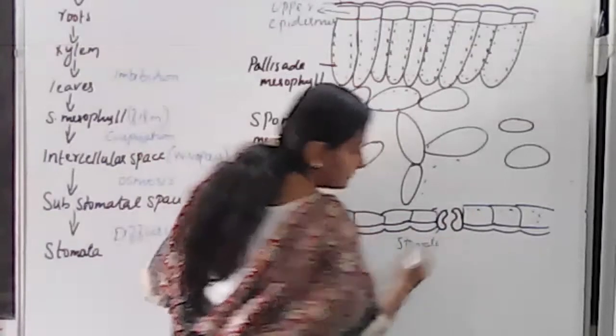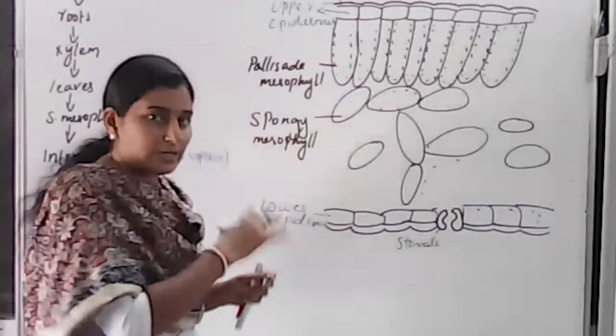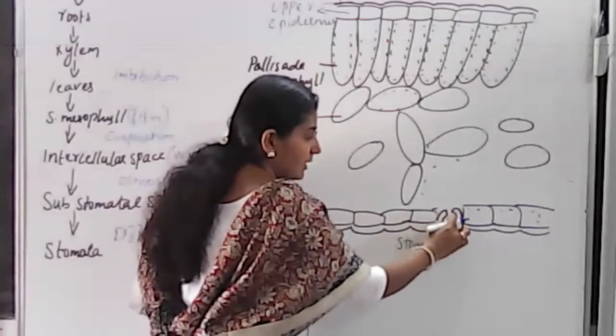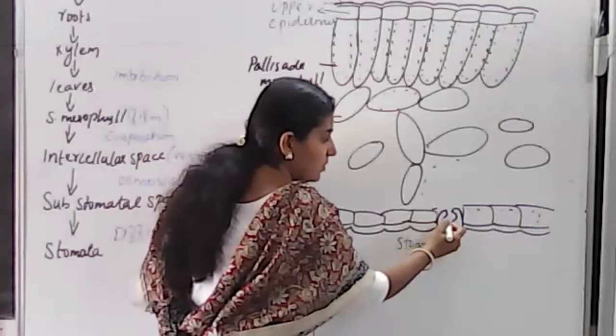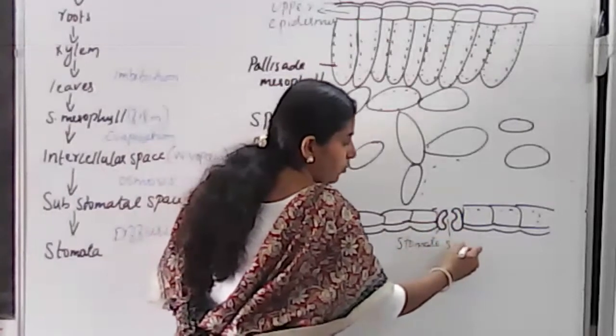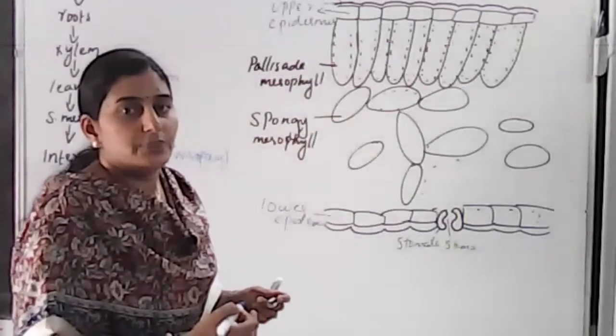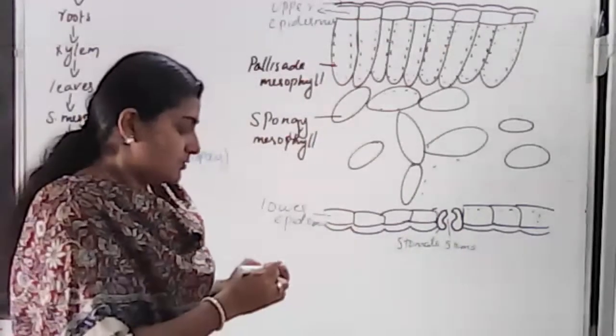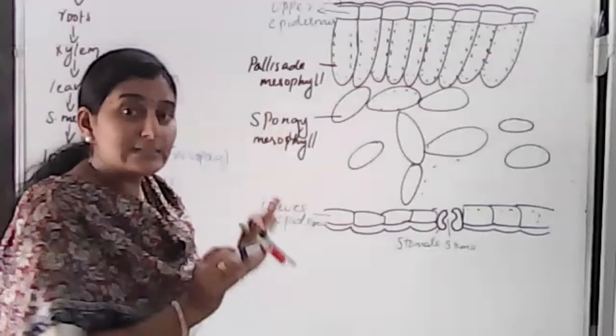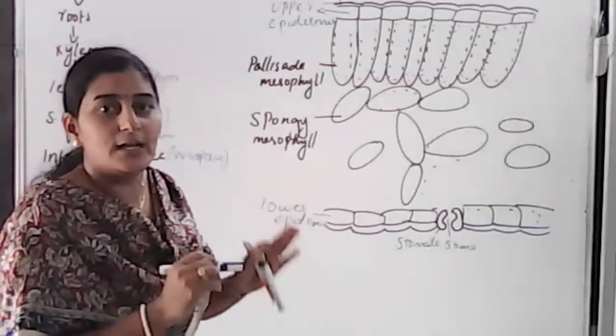Kidney-shaped structure. You have studied the structure of stomata, and in detail we will see it now. So this is the stomata, which is a kidney-shaped cell, and the opening of the stomata you call the stoma. The opening of the stomata towards the outside we call the stoma. So that's all about the internal structure of a typical leaf.